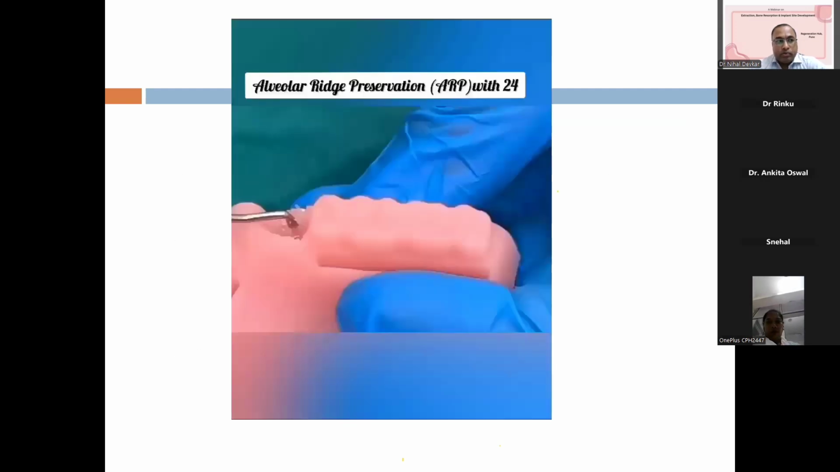So we are almost close to the presentation. We'll only show a few videos, one on the model where a simple ARP procedure or socket grafting procedure will be shown on the demo model, where a xenograft and a collagen membrane are used for socket preservation of 2-4. You can see the extraction has already been done. We'll proceed with the socket preservation. In the second video, we'll be showing you a clinical case of socket preservation. So let's go through this video.